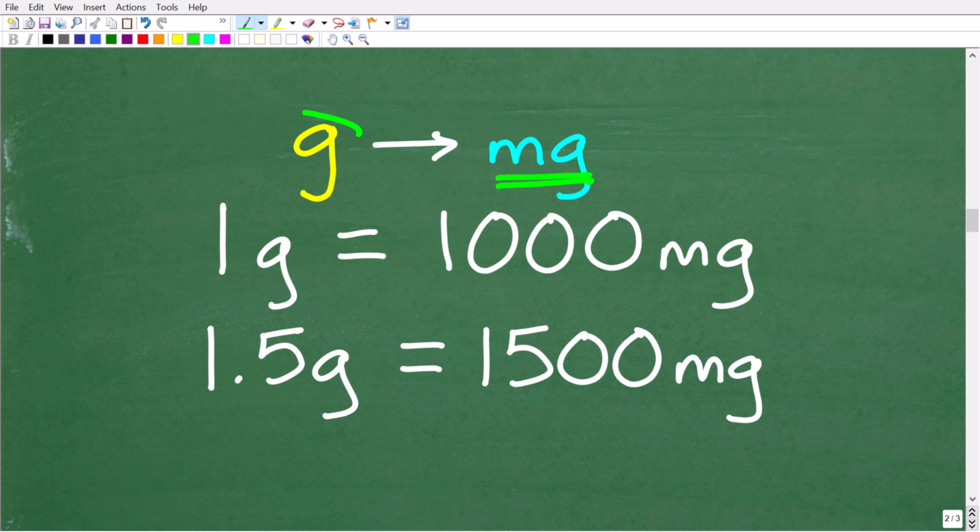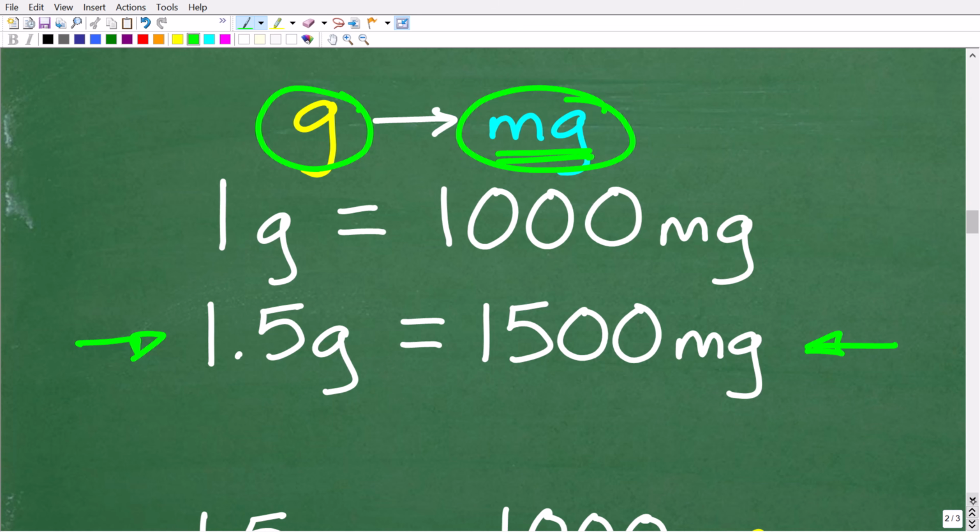Now, what we want to do here is figure out how many milligrams of medication the patient needs. So the doctor gave us the medication level in grams. We want to go from grams to milligrams. And of course, we need to understand that 1 gram is equal to 1,000 milligrams. Of course, 1.5 grams is equal to 1,500 milligrams. But what is the mathematics that is really going on here when we want to convert from grams to milligrams?